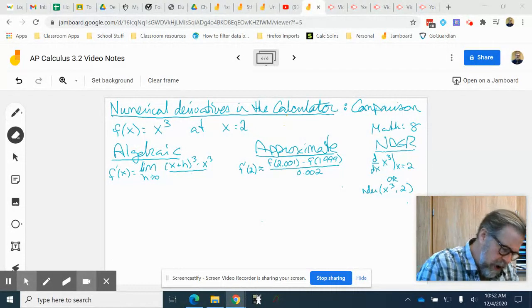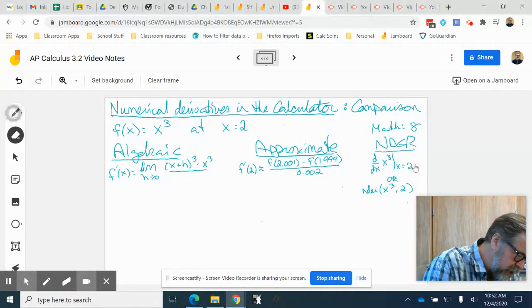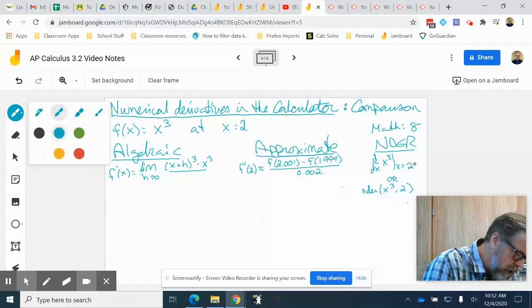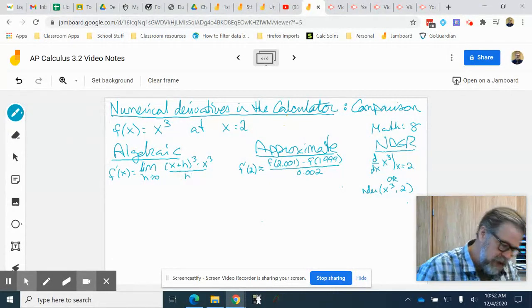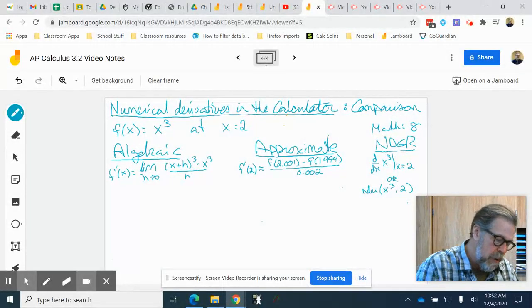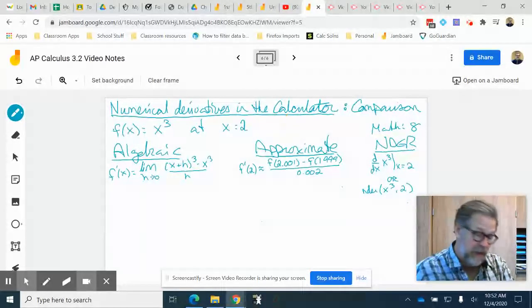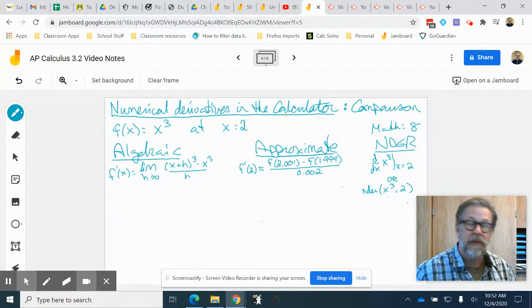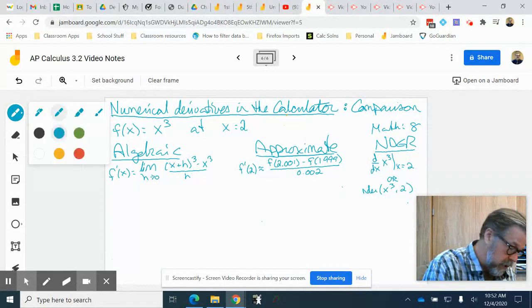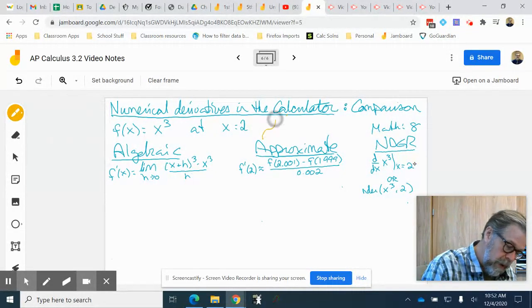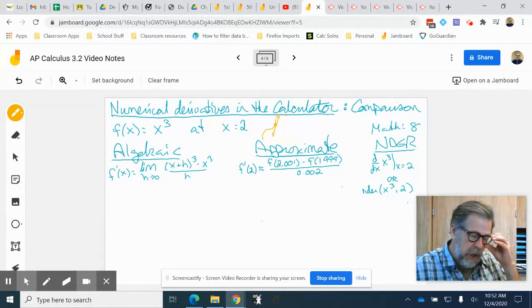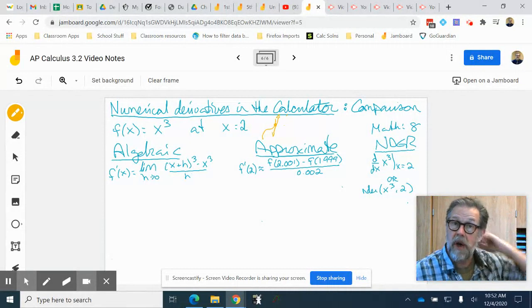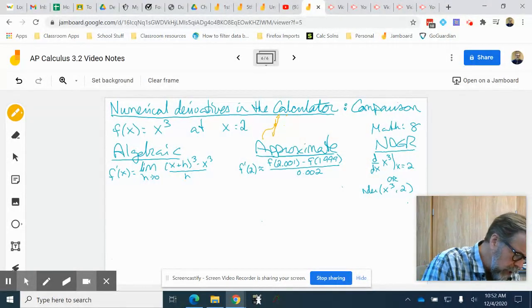So very quickly, the actual definition of derivative here, we've got the limit as h goes to 0 of (x plus h) cubed minus x cubed. The function we're looking at is f of x equals x cubed, and I want to find the derivative at x equals 2. So if we're thinking about what's happening here, I am expecting some decently large positive number. So let's do the algebra.